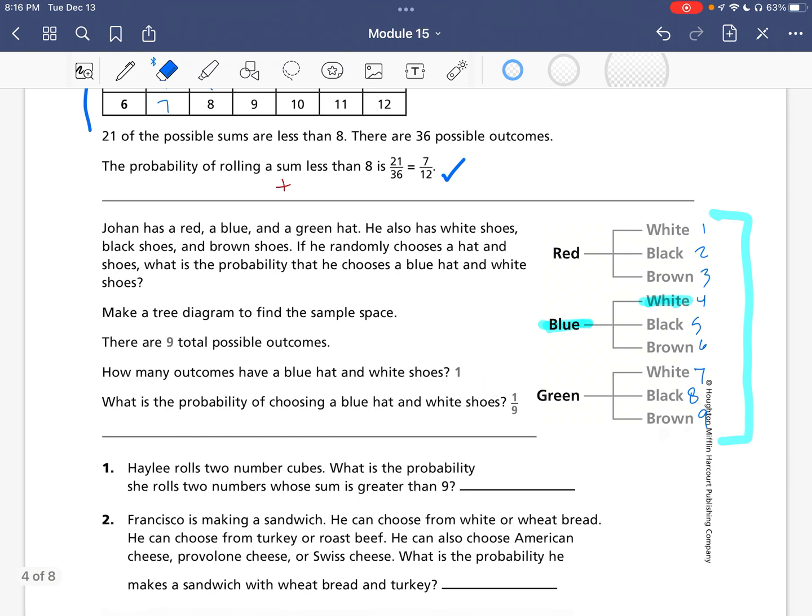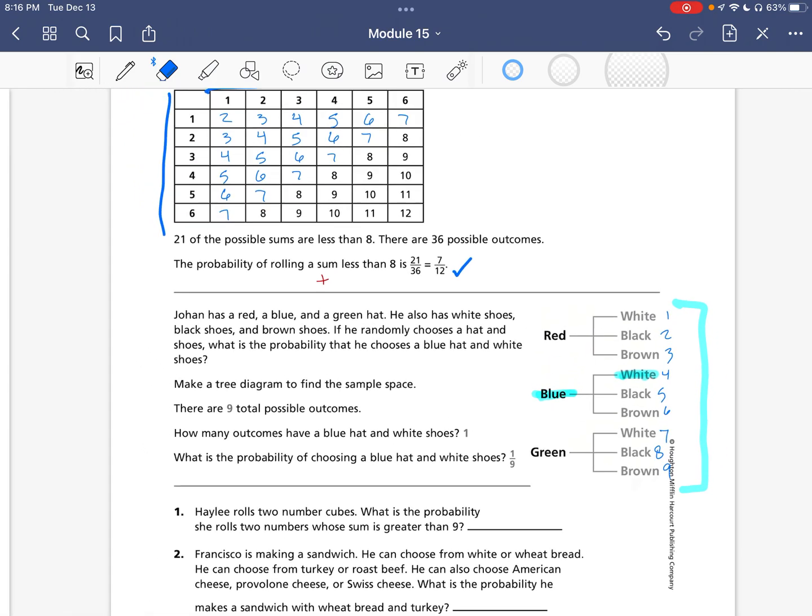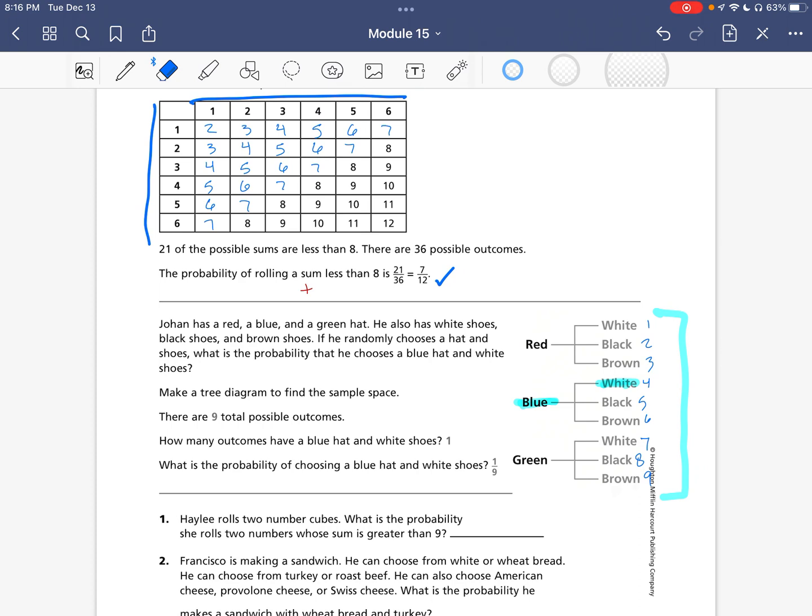Now Haley rolls 2 number cubes. So we're back to that dice. What is the probability that she rolls 2 numbers whose sum is greater than 9? So that's when we're going to go back up here. We have a total of 36. So out of 36, how many of these have a sum that is greater than 9? Count them up. We have 1, 2, 3, 4, 5, 6 sums are greater than 9.